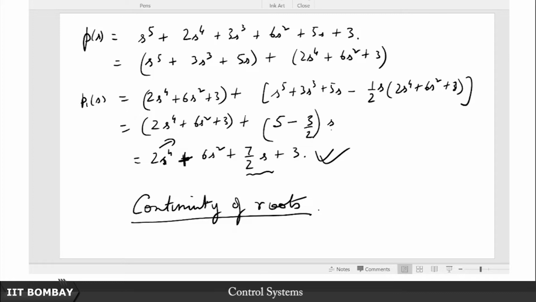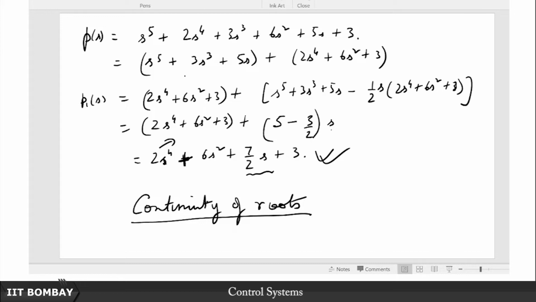In this polynomial of 5th degree, I do not really know what happens if I change this 2 to 2.1 or if I change this 5 to 5.5. I have no way of telling directly because I do not have an explicit formula for the roots of this polynomial in terms of its coefficients. As I said, beyond 4th degree, such formulae do not exist, right?